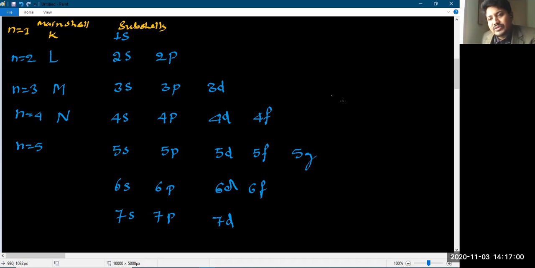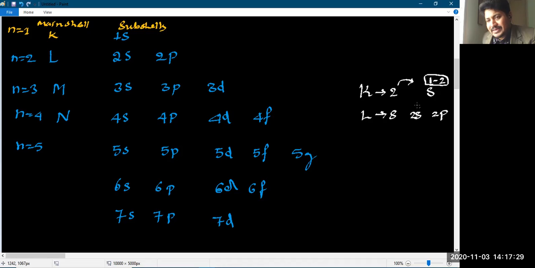But now you're supposed to remember K fills a maximum of 2 electrons. That fills in 1s. The S subshell can fill a maximum of 2 electrons, minimum is 1. That means only 2 electrons fill in the K shell. L can fill 8 electrons totally. So 2 subshells are there, 2s and 2p.